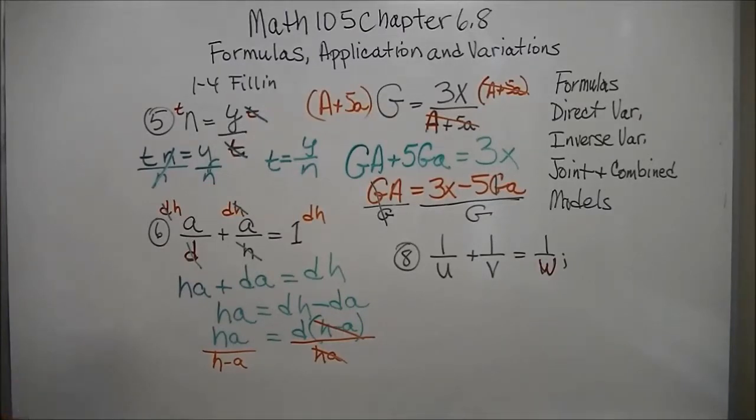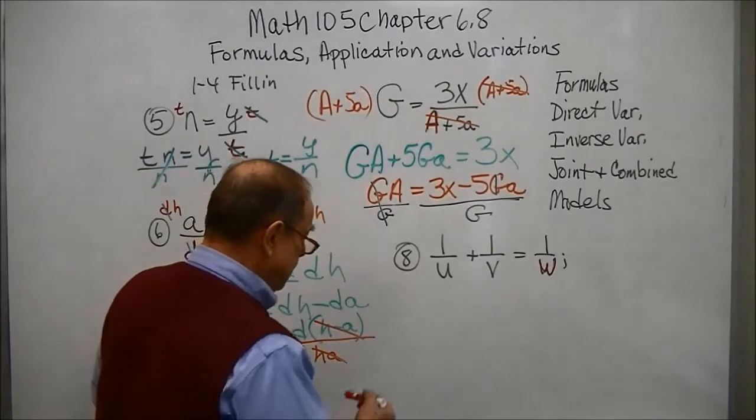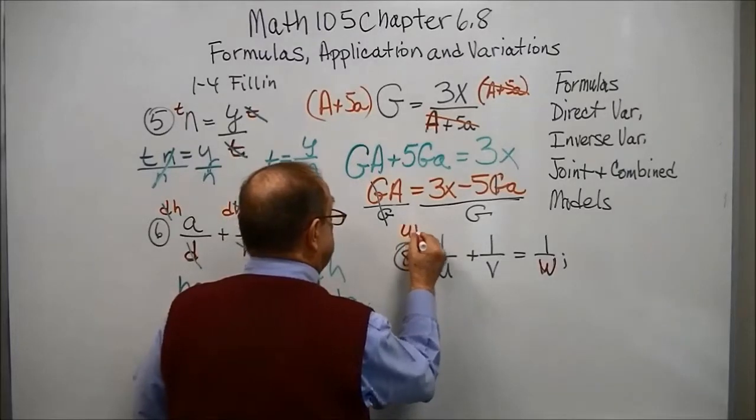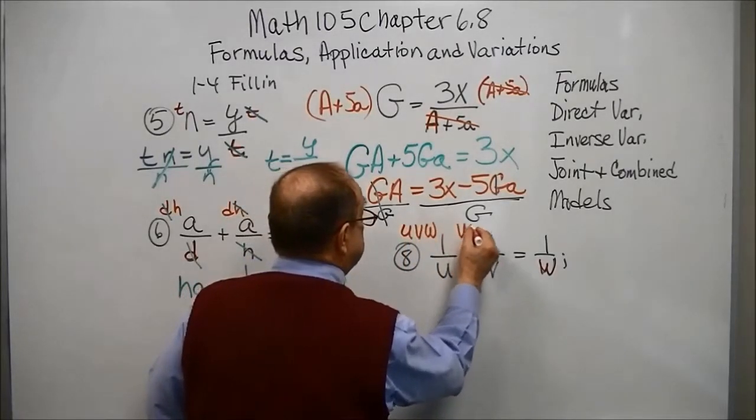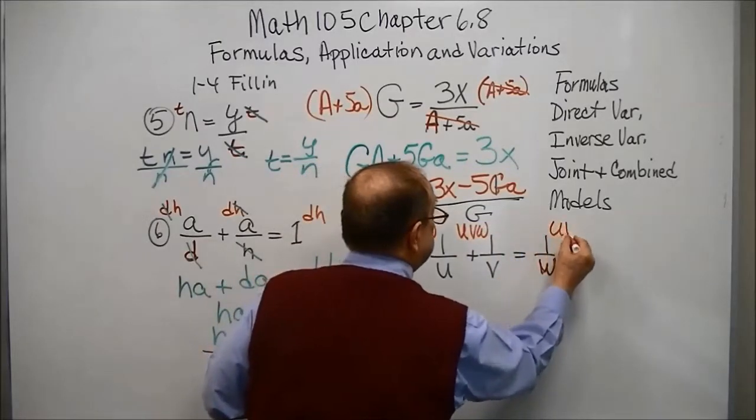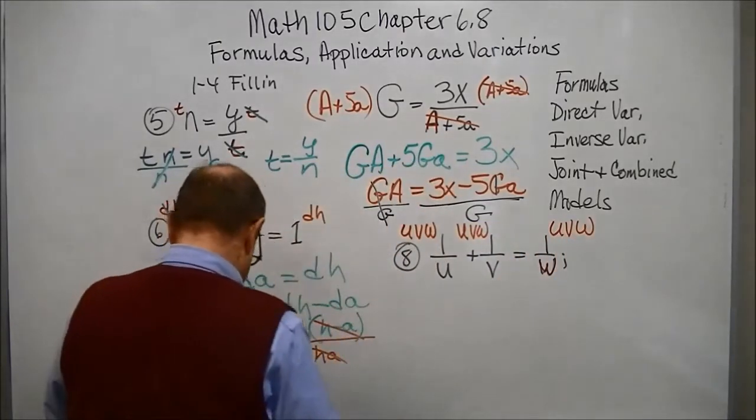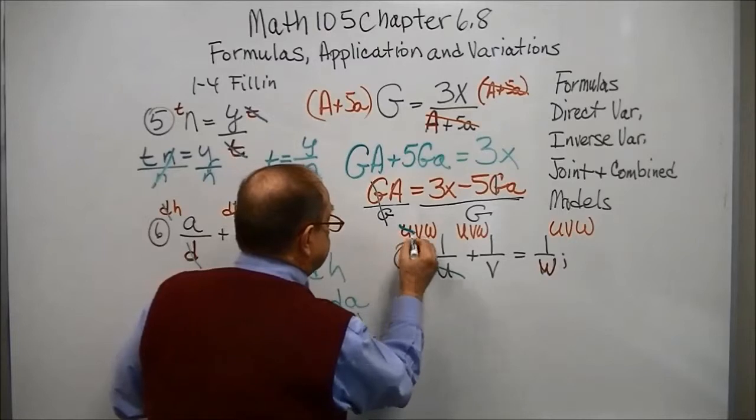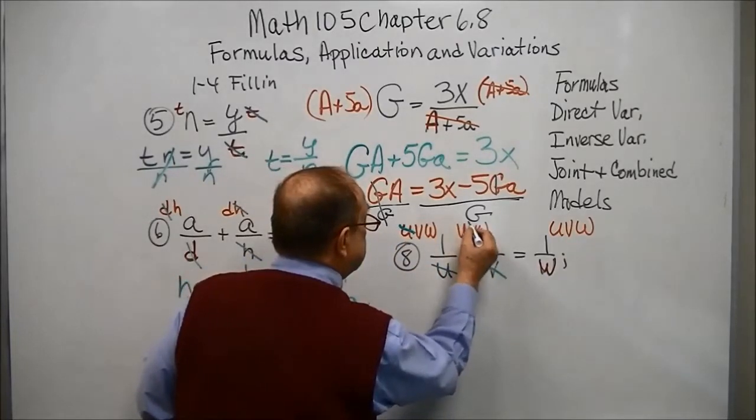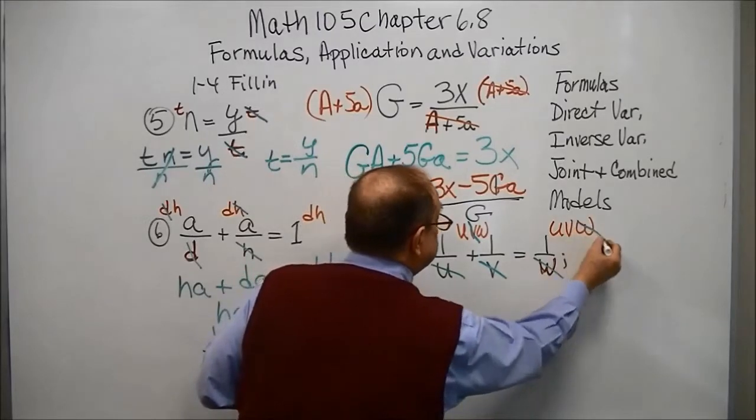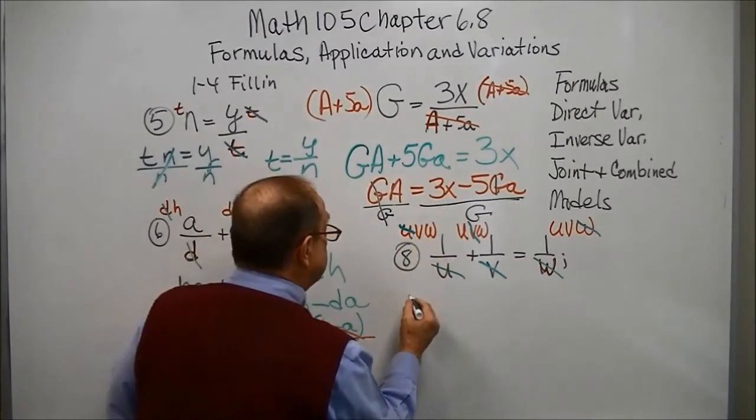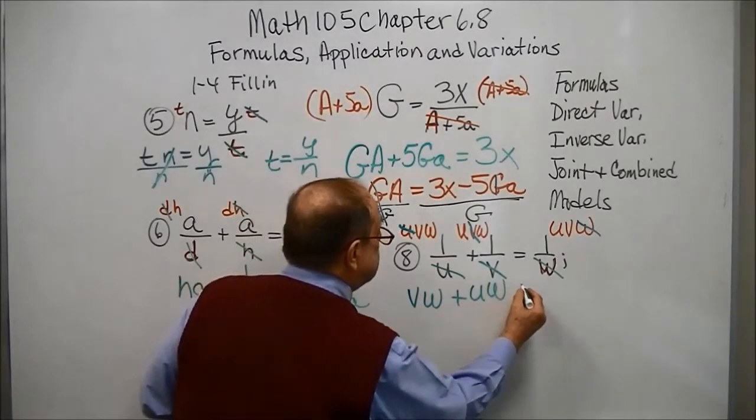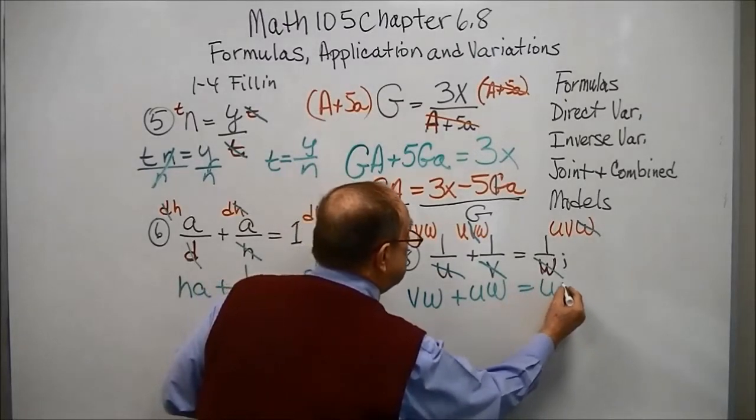Okay, for number 8. What's your common denominator? Well, U, V, W. Now, we cancel out the U. Cancel out the V. Cancel out the W. So we now have VW plus UW equals UV.